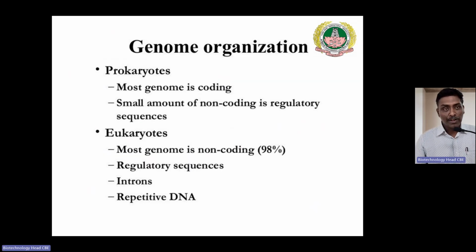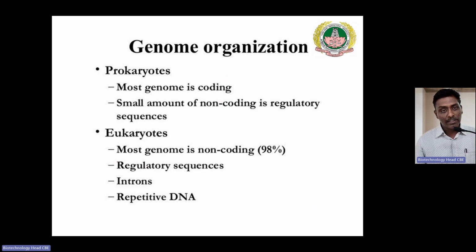Coming to the genome organization in prokaryotes and eukaryotes, first we can see the prokaryotes. In prokaryotes, most of the genome is coding, or otherwise it contains only the exons or coding sequences. It also has a small amount of non-coding sequences and regulatory sequences.